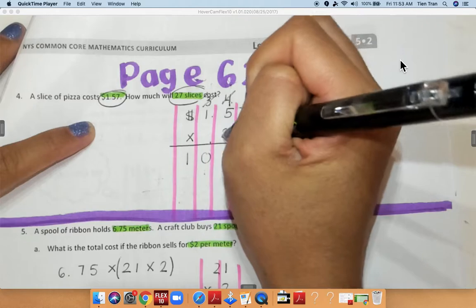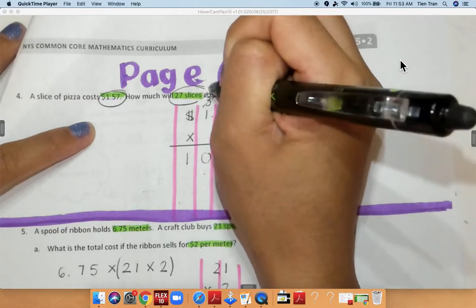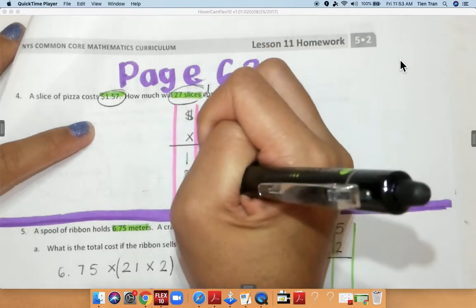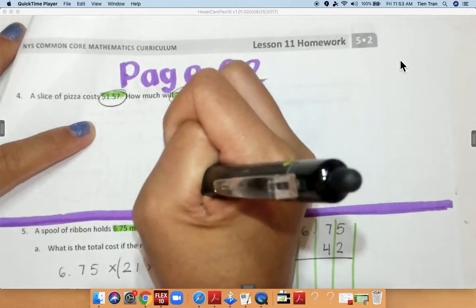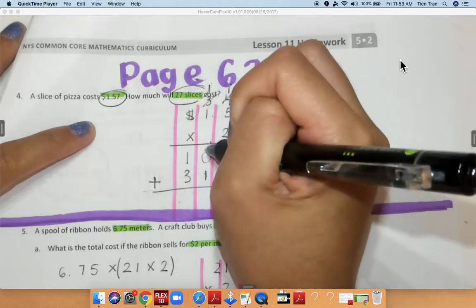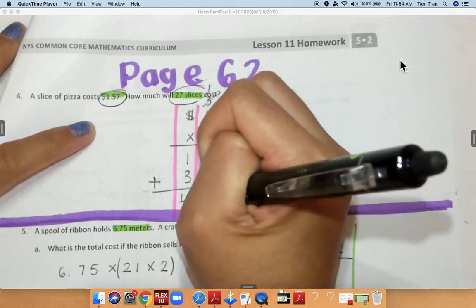Cross these out. 2 times 7 is equal to 14. 2 times 5 is 10. Plus 1 is 11. 2 times 1 is 2. Plus 1 is 3. Add all of my numbers together. 9 plus 0 is 9. 9 plus 4 is 13. 1 plus 1 is 2. And 3 plus 1 is 4.